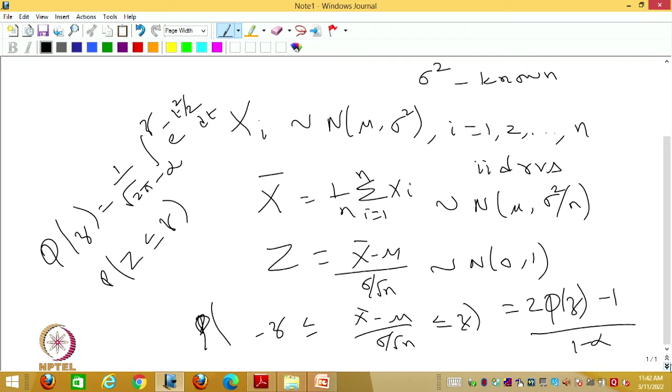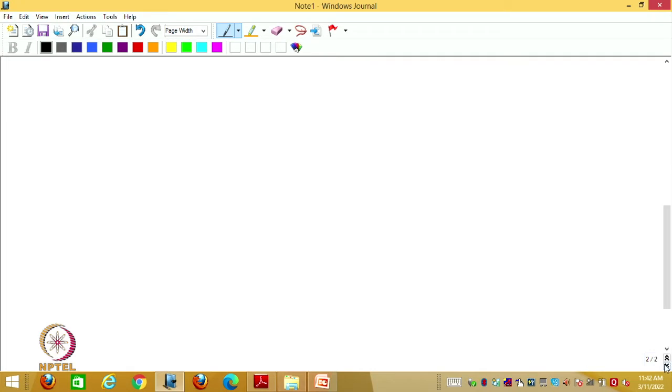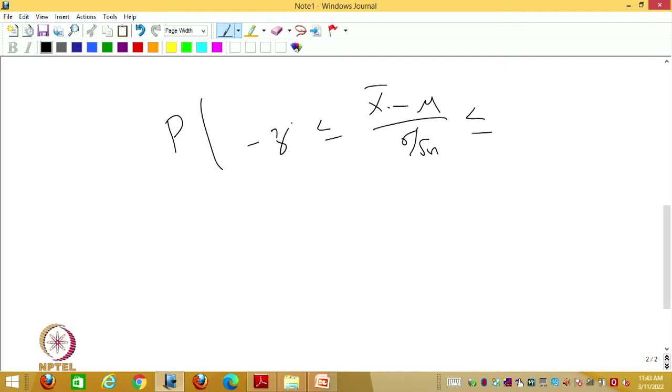Then I can rewrite this result as probability of, instead of z I can use only x bar, because I need the x bar quantity. Probability of (X bar minus mu) divided by sigma by root n lies between minus z to plus z is equal to 1 minus alpha.